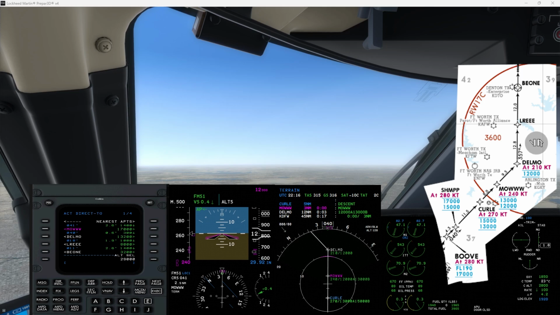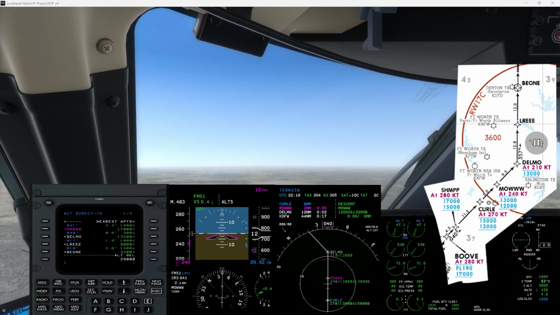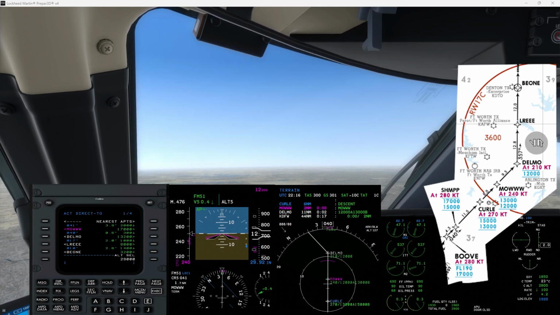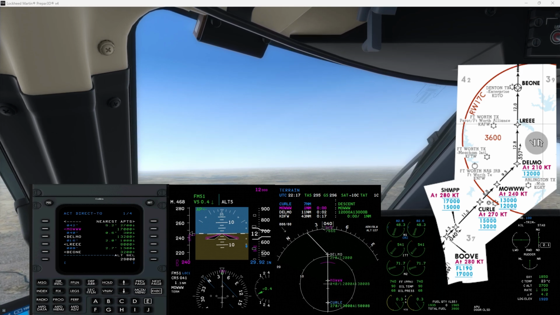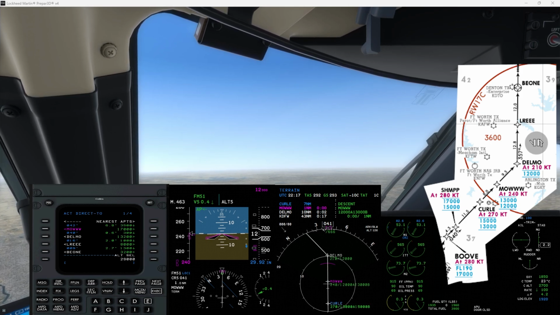And here I'm slowing down at 3 miles, because a 400 feet per minute descent is almost level flight. So I have the confidence that I can slow down to 240 knots. But remember, using the speed brake is always an option. Here I'm getting close to 240 knots, and at the same time the range to altitude shows that I'll be leveling out just before Delmo.